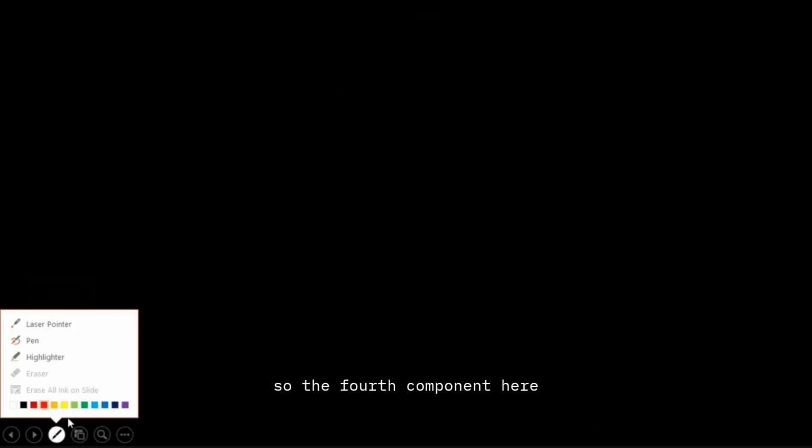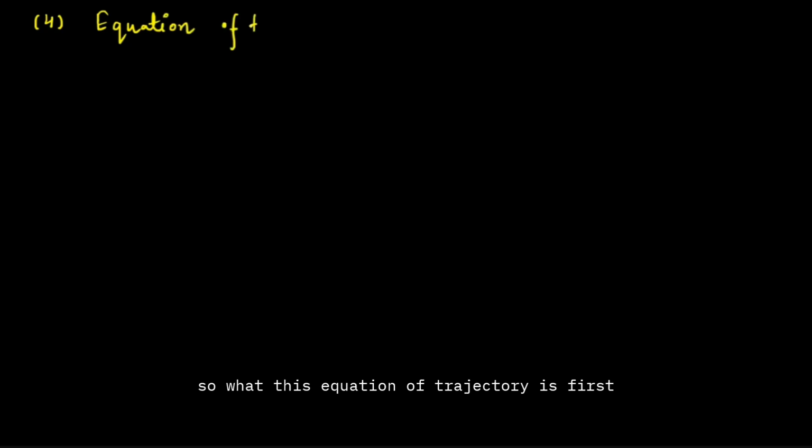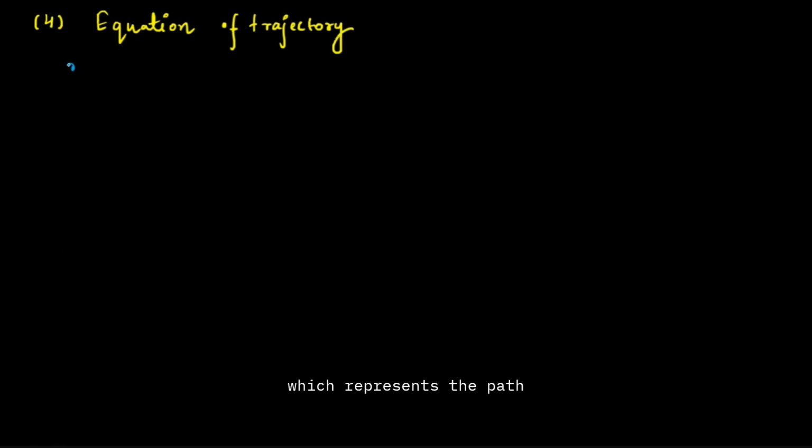So the fourth component here that we have to deal with is equation of trajectory. What this equation of trajectory is, first of all, we need to understand this. Equation of trajectory is basically a mathematical equation which represents the path of the projectile.